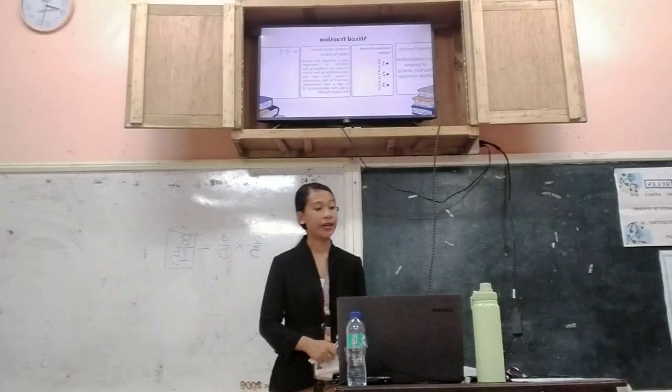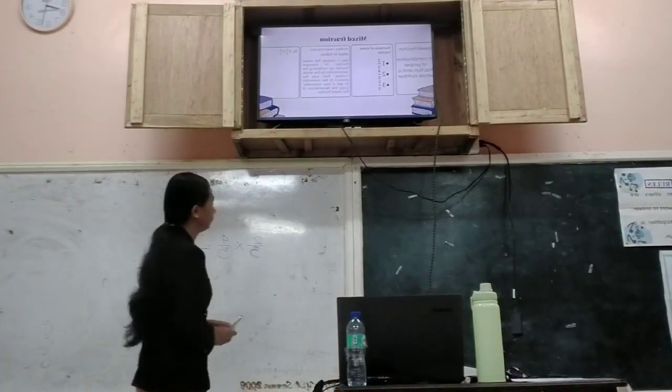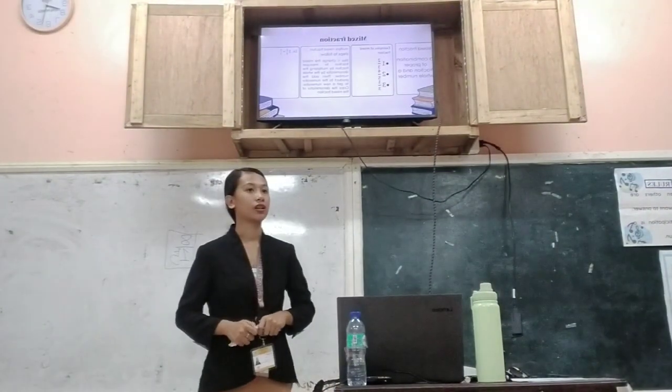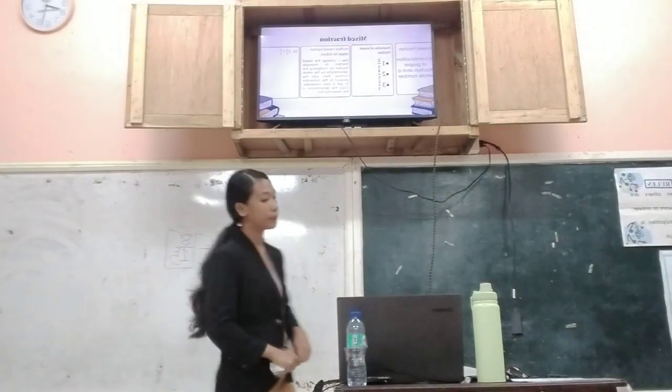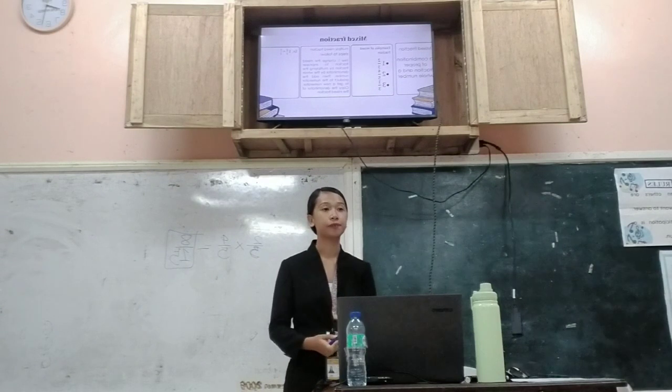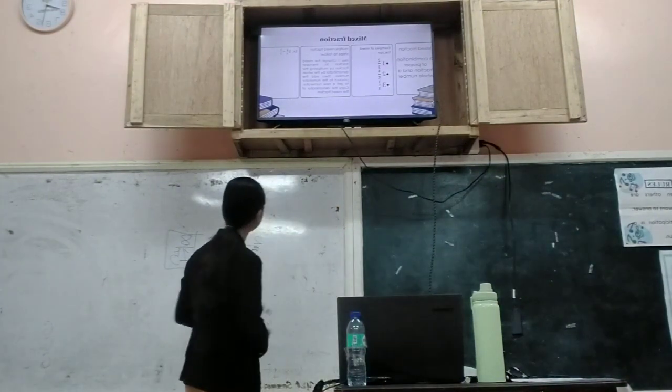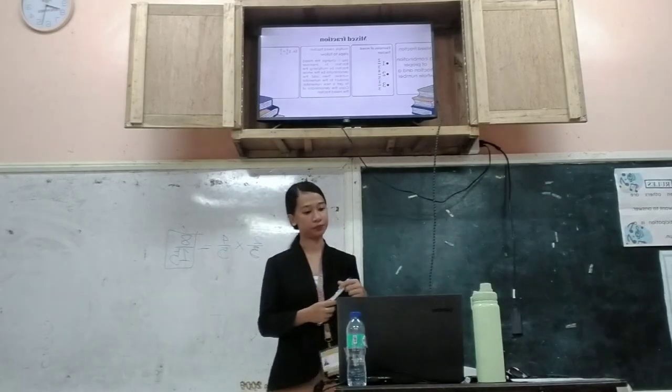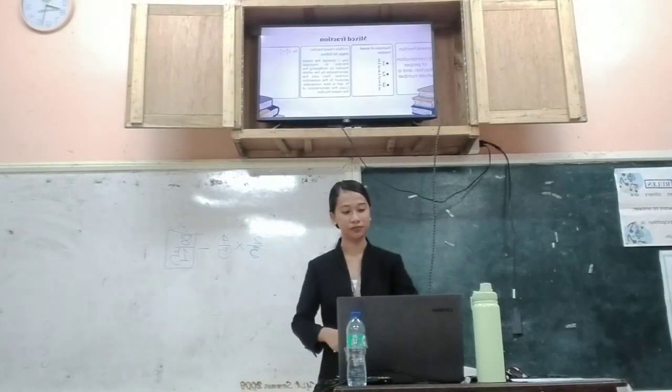So we will multiply the denominator to the whole number. Very good. We have to multiply the denominator to the whole number. So 3 times 1 is 3, 3 plus 2 is 5. Very good.